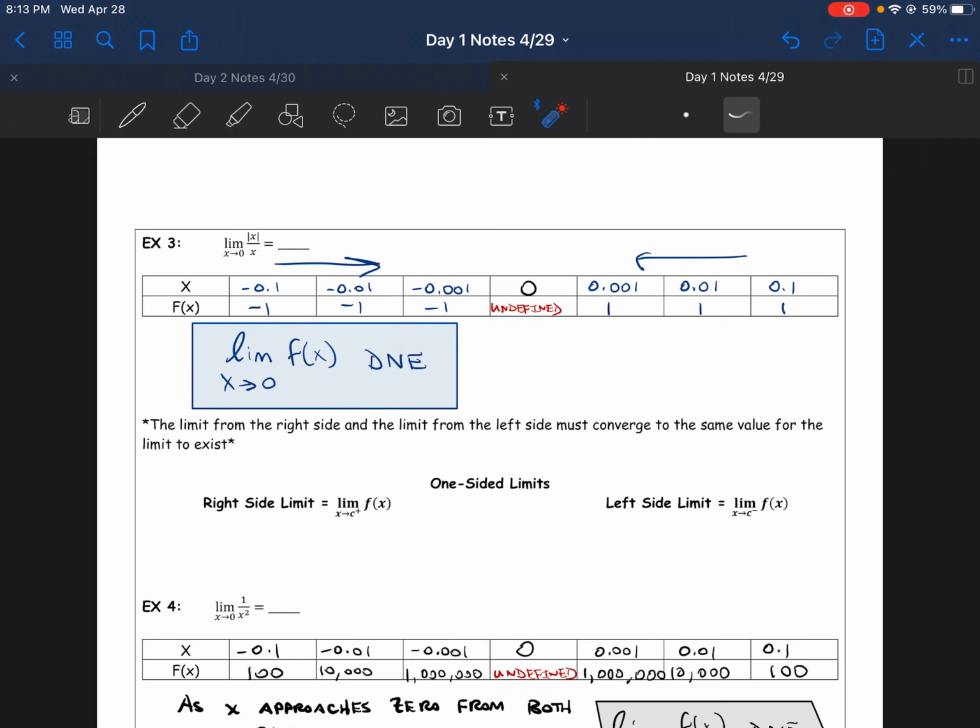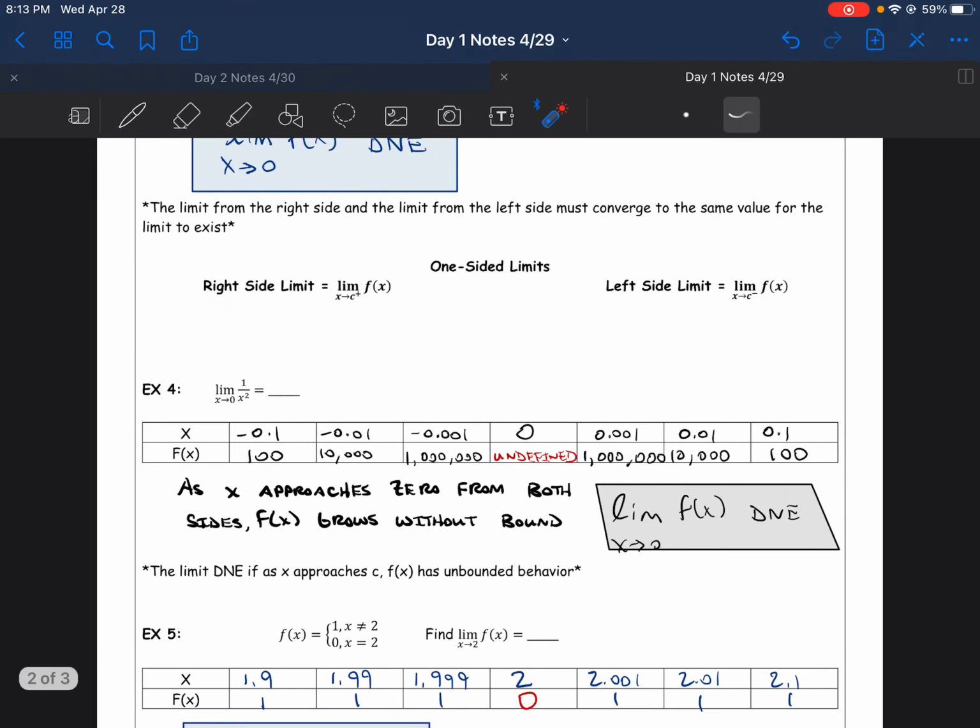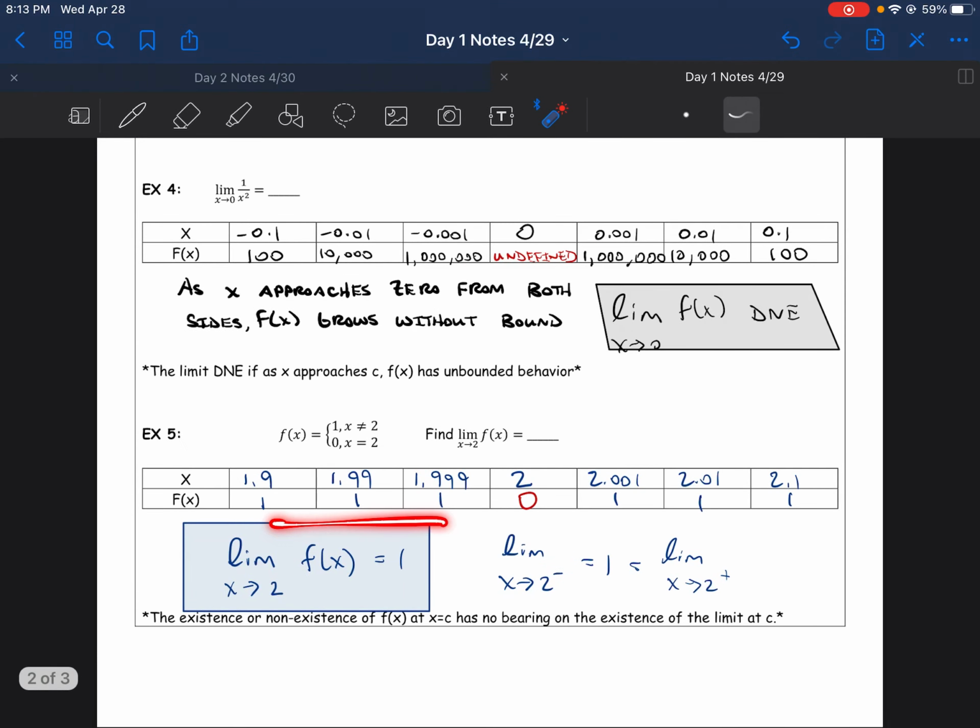But then we saw examples like the third example. The limit from the left side as x approached 0 was negative 1. The limit from the right side as x approached 0 was positive 1. These function values are not approaching the same value, so the limit does not exist. Same deal here. From the left and from the right, the function values are blowing up out of control, growing without bound, which means the limit does not exist. And then in our final example, from the left, function values approach 1, and from the right, function values approach 1. Left and right side limits are approaching the same value, so the limit as x approaches 2 is equal to 1.